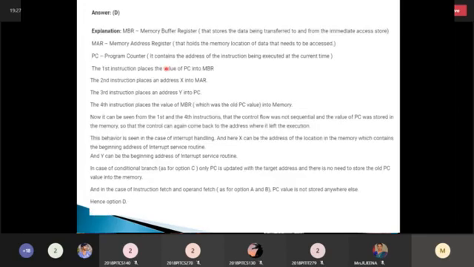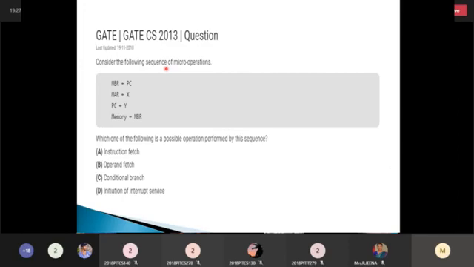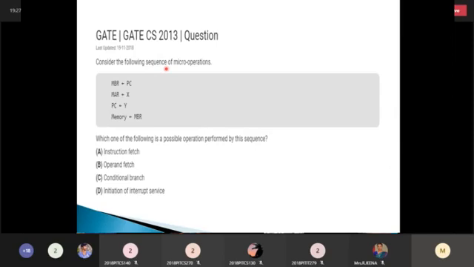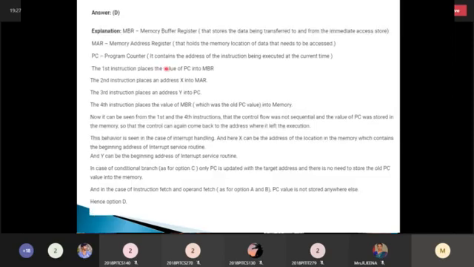Third instruction, what it will do, it places the address of Y into PC. Fourth instruction will place the value of MBR, which was our old program counter value, into the memory. So that is about this content, these 4 instructions.